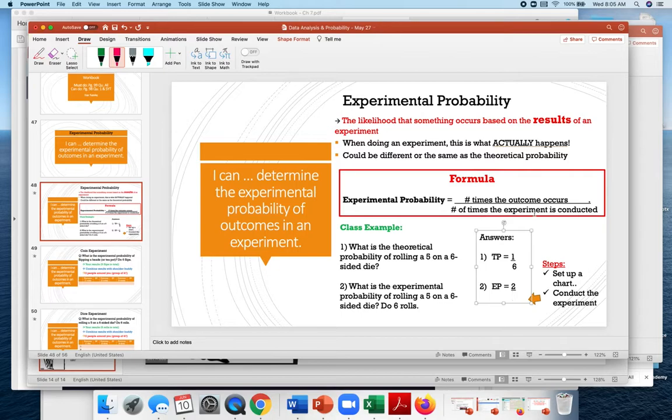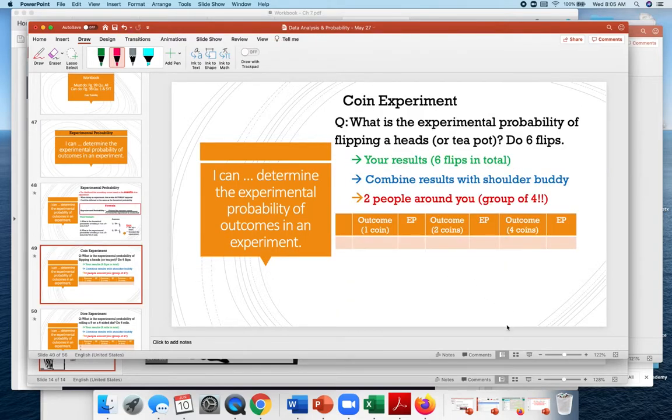Well, it's the number of times the experiment is conducted. How many times did I roll the dice? 6, okay? So in this hypothetical situation, I rolled a 5, 2 out of 6 times in total, okay? All right, there you go. Now we're going to do one more. Hopefully that makes sense as a bit of a beginning.